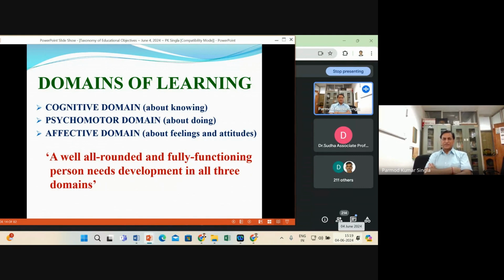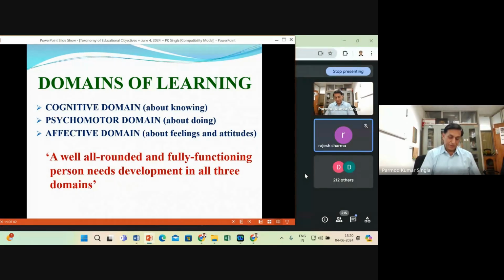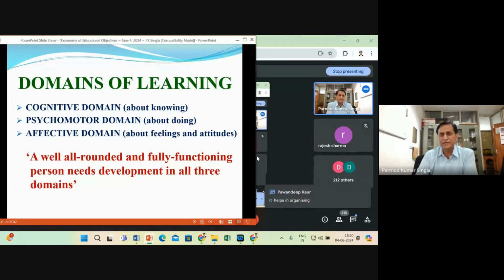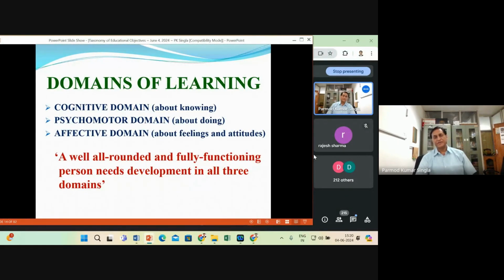And anybody else like to say something on this now? Sir, taxonomy is required because we have a lot of diversity in the world. To sync the different things together, the taxonomy helps to connect with each other, and we come up with the results accordingly. Okay, Rajeshji, you have said very rightly. Somebody else raised a hand. Yes, please, Pavandeep Kaurji. It helps in organizing. Yes, it definitely helps you in organizing.